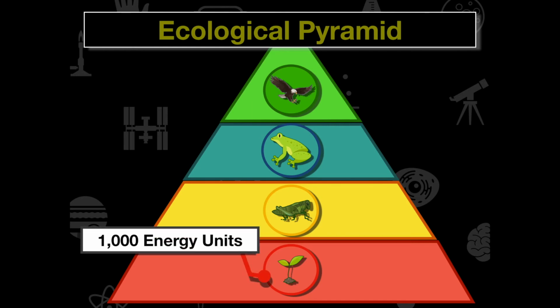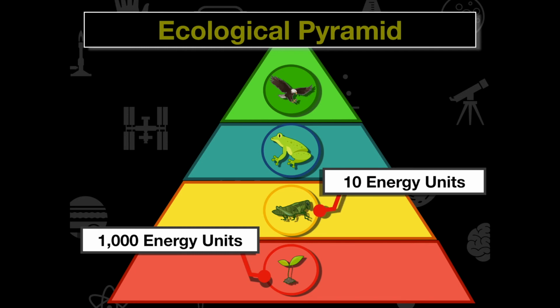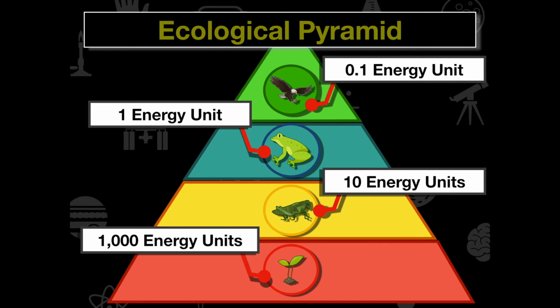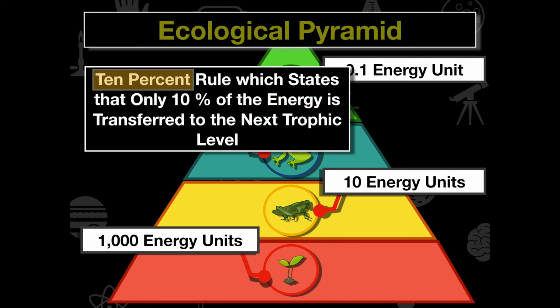Let's say we have 1,000 energy units in this plant. Well, if the grasshopper goes through and consumes the plant, are all of 1,000 of those energy units going to transfer to the grasshopper? No, only 10% are transferred. So 10 energy units. Then the frog only gets 1 energy unit of that original 1,000 from the plant. And then the eagle gets 0.1 energy units from the 1,000 energy units from the plant. And this is what I'm referring to when I say the 10% rule. The 10% rule states that only 10% of the energy is transferred to the next trophic level.